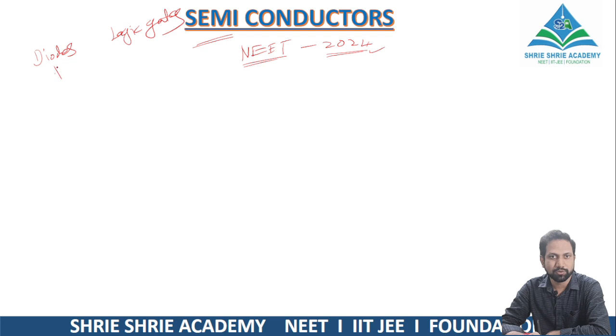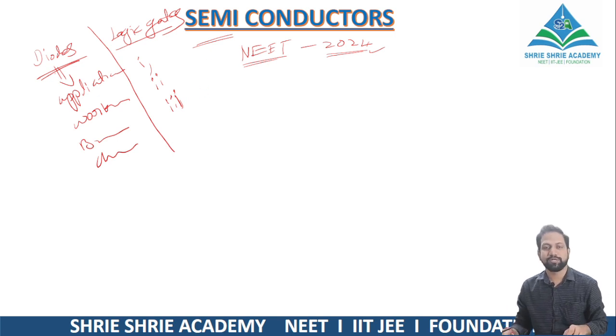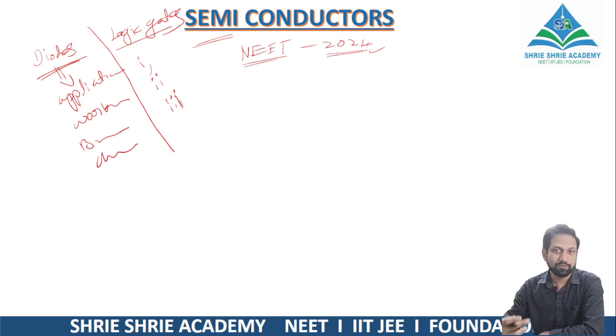Diodes, including their applications, working, biasing, characteristics, all properties regarding the diodes. Logic gates, types of logic gates. General logic gates will be there, universal logic gates will be there. So universal logic gates we have to discuss. Using universal logic gates, how to construct the general logic gates is also a topic, that we have to learn for the NEET purpose.